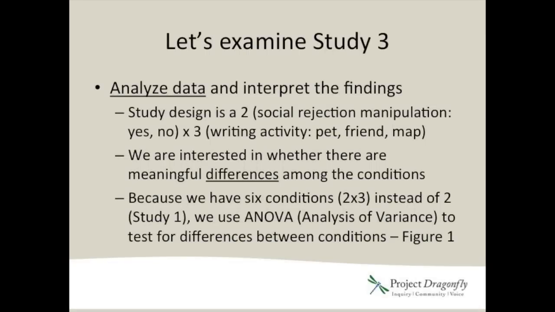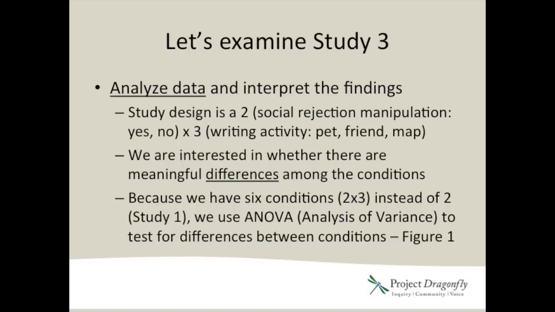So the design of Study 3 is much more complicated than Study 1, where we just had one independent variable with two levels, that is whether or not people were pet owners or not. The current study had a 2 by 3 factorial design. That is, any given person was in one of 6 cells. The first independent variable was the social rejection manipulation that had two levels, either social rejection or the control condition where they wrote about their day yesterday. The second independent variable was the second writing activity, whether they then, after that first manipulation, wrote about their pet for 5 minutes, their best friend for 5 minutes, or in the control condition, drew a map of campus. So we have a 2 by 3 factorial design.